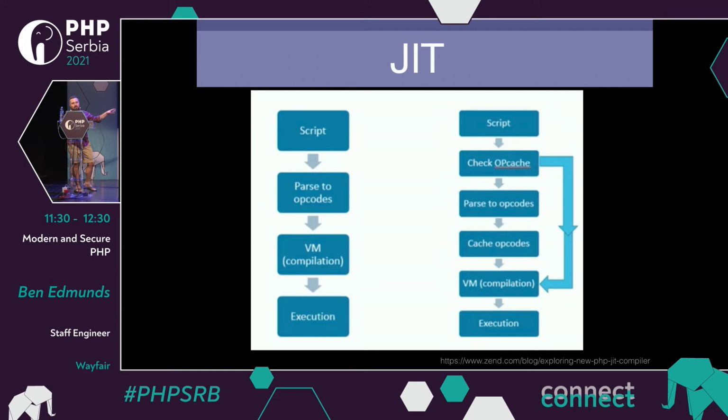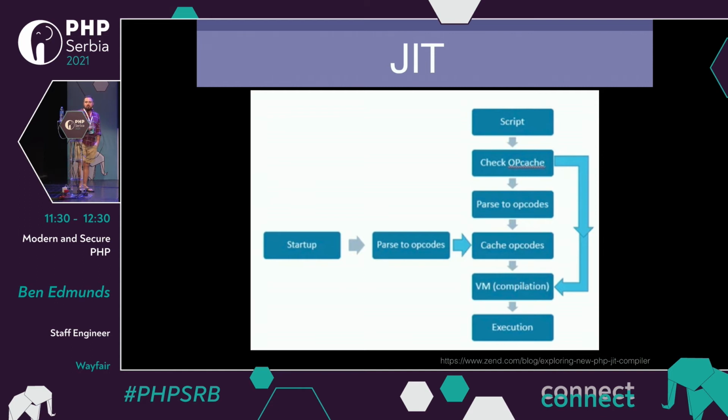On the right-hand side, this is how we execute code since opcache was added. It's the same steps, except that we're caching the opcodes, and then we're using those cached opcodes if we have them. What this does is this lets us skip a step if we already have the opcodes, and speeds up performance. This can provide some pretty big performance gains for code that runs multiple times.